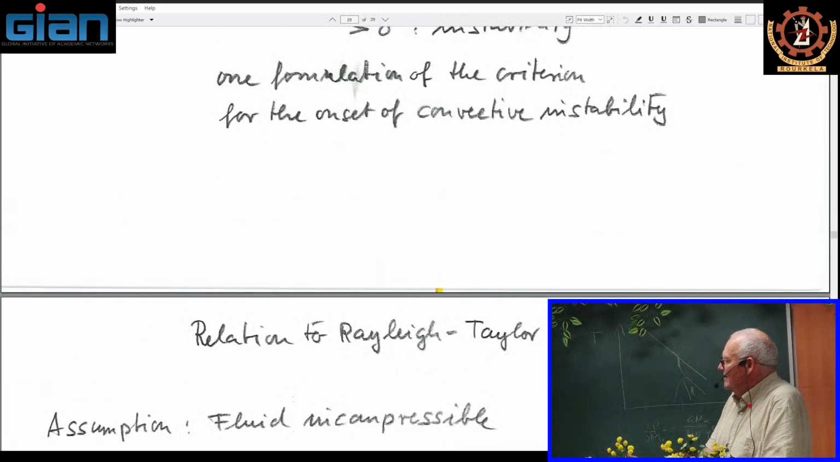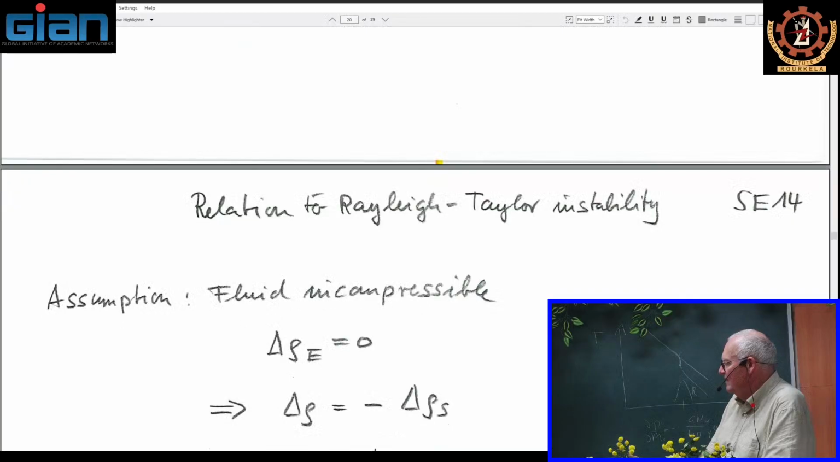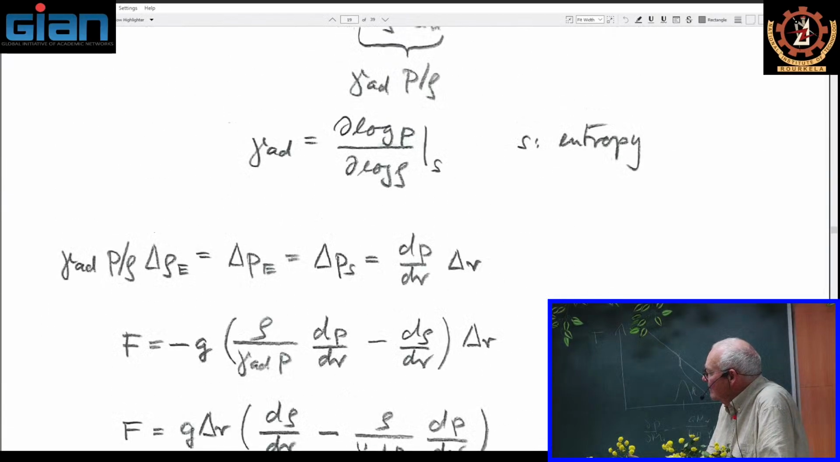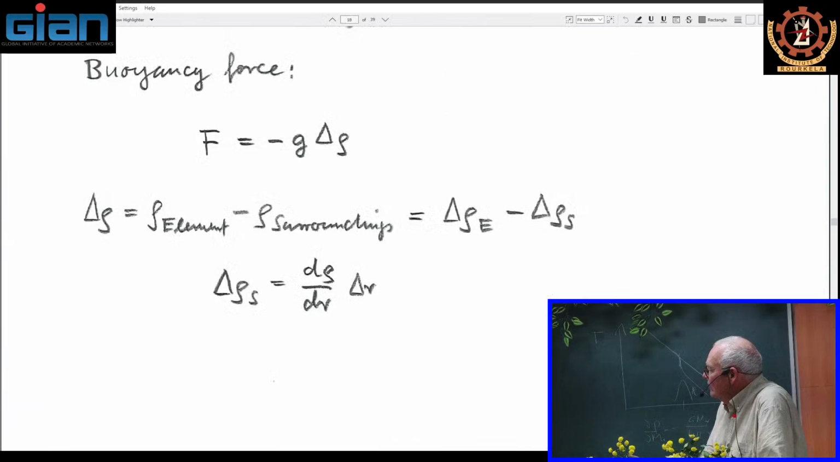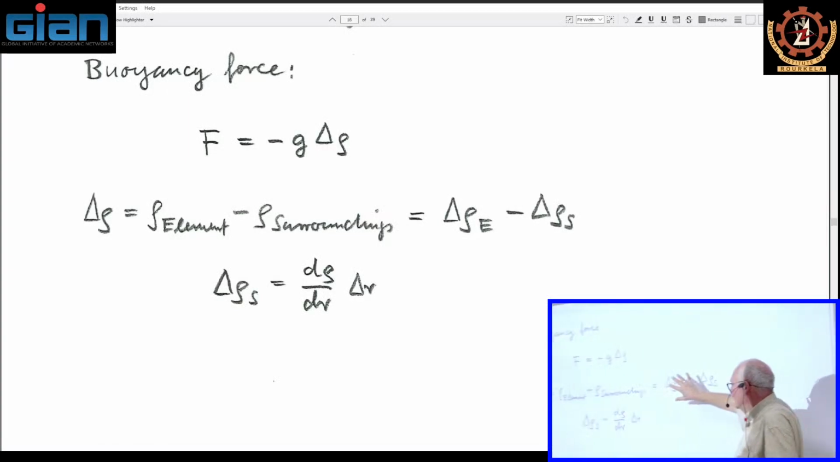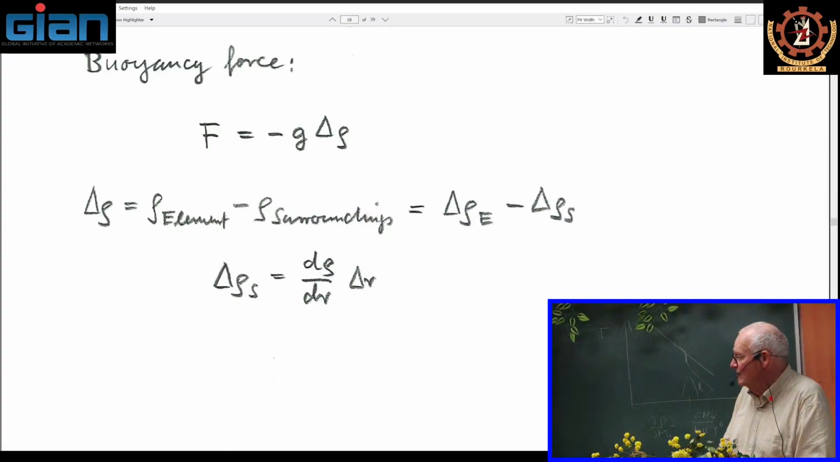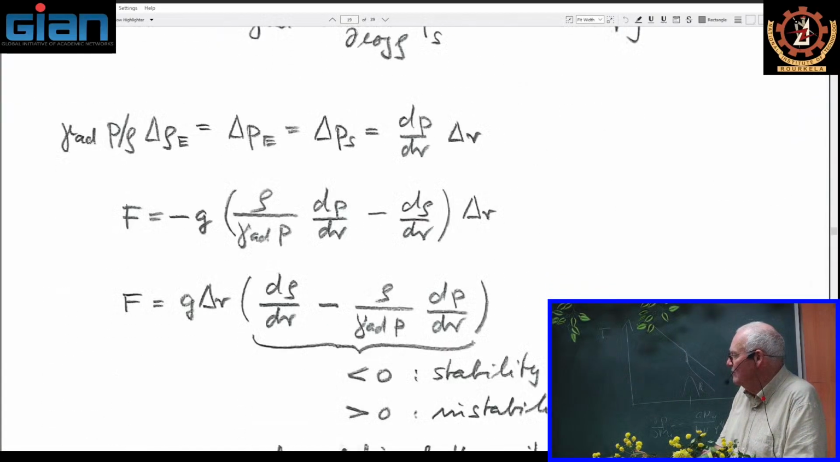Okay, now let's assume within our criterion that our fluid is incompressible. That means incompressible means that the change of the density of the element is 0. Then it's not compressible. It will not change the density. What happens then? Delta rho, go back. Delta rho will be equal to minus delta rho s, because delta rho of the element, if it's incompressible, doesn't change its density. So what happens to the stability criterion?